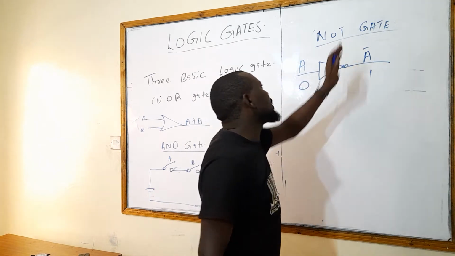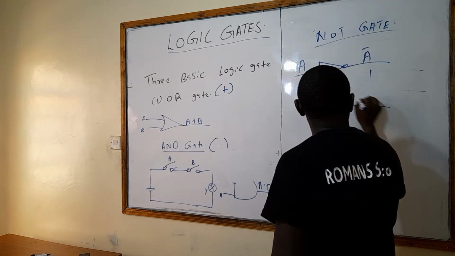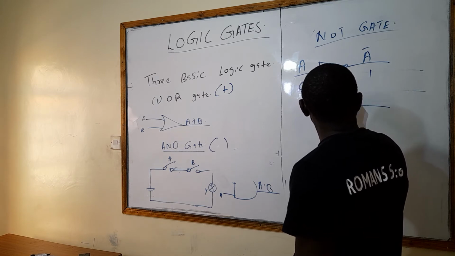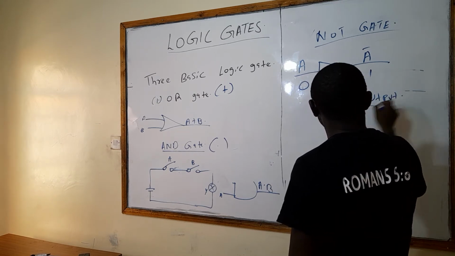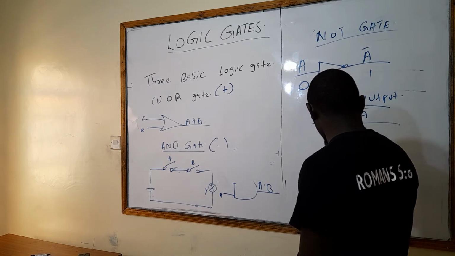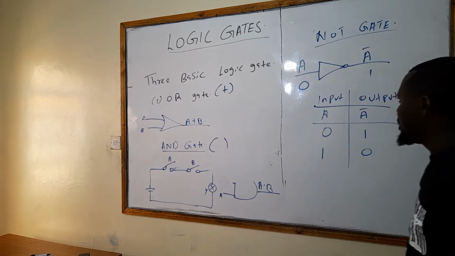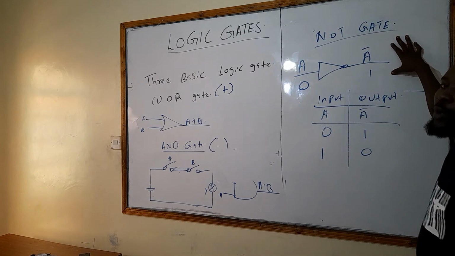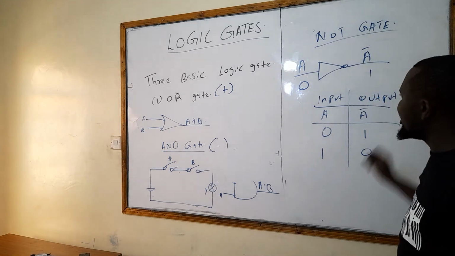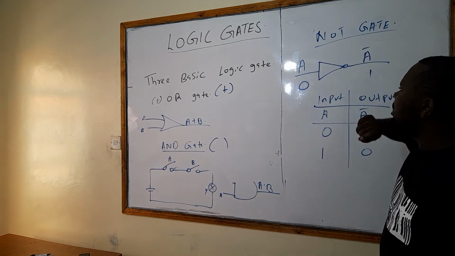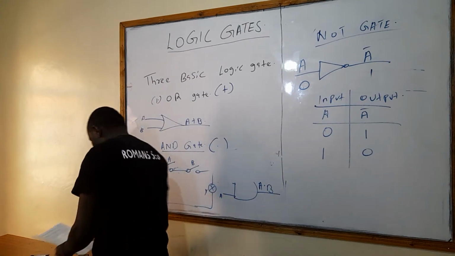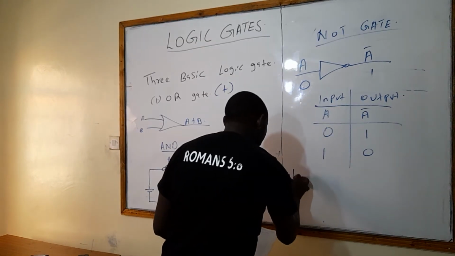Now, drawing the truth table of a NOT gate is very easy. NOT gate truth table. This one is the input, and this one is the output. So we have A and A bar. If you have 0, we will have 1. When we have 1, we have 0. So this is the only gate with 1 input and 1 output. Very good.